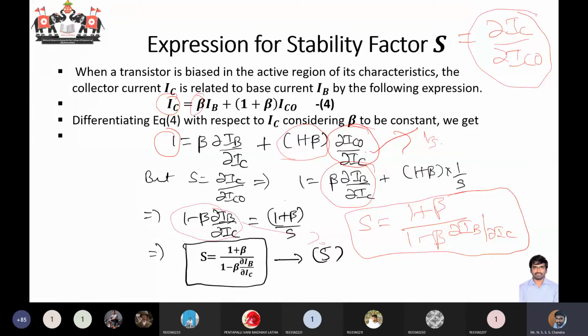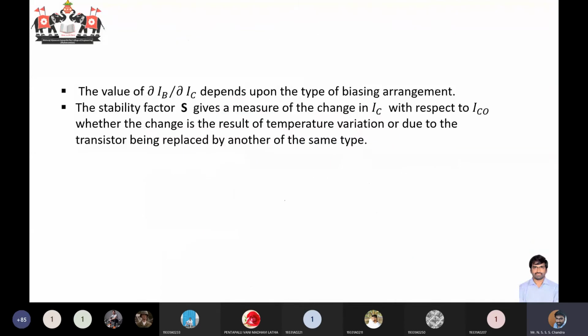In the upcoming classes, we are going to see different bias circuits in which we need to check the value of this stability factor. If it's a very low value, then it's a good circuit. If it's a large value, that kind of circuit should be avoided as much as possible. The value of ∂IB by ∂IC depends upon the type of biasing arrangement, and we need to check that S will be a low value.